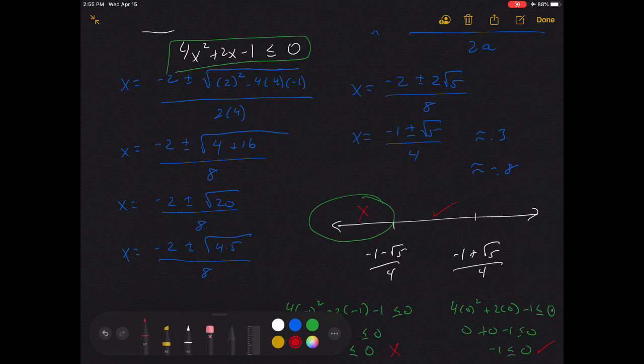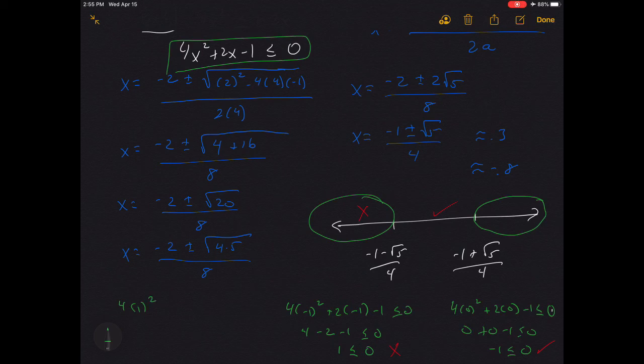So let's try one more. Let's try the outside section, because we got to try all of them. So we're going to try that piece out there, and anything bigger than 0.3 will work. Well, you could certainly use 0.4 if you wanted to, but that's not an easy number to deal with. Let's just use 1. As a matter of fact, I'm going to bring the 1 way over to the left here. So we're going to do 4 times 1 squared plus 2 times 1 minus 1 is less than or equal to 0. 1 squared is 1, so 4 times 1 is 4. 2 times 1 is 2. Minus 1 is less than or equal to 0. So 4 plus 2 is 6, minus 1 is 5. So our statement says that 5 is less than or equal to 0. Well, again, that is false. It's definitely not true. So I do not want that section.